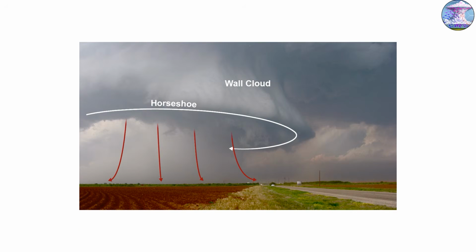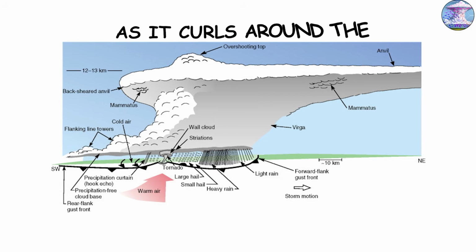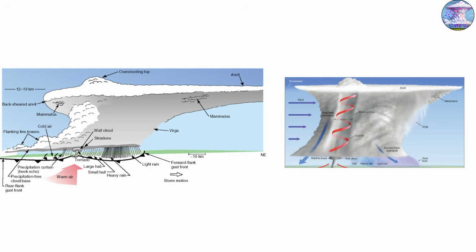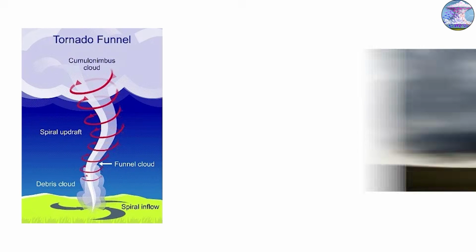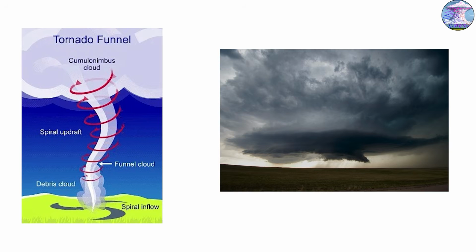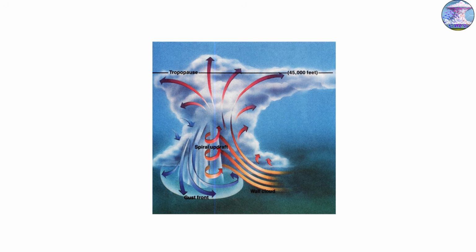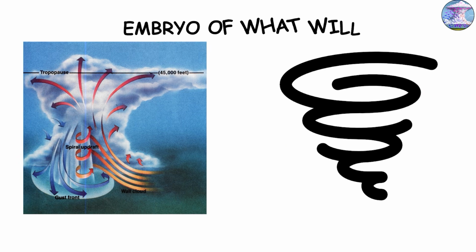When this rear downdraft slams into the ground, it spreads out in all directions. As it curls around the mesocyclone, it creates a zone where warm, moist inflow from the ground collides violently with cold, dry air from above. This collision accelerates the rotation. It's as if the atmosphere has found a way to twist the air tighter and faster. Near the surface, the spin becomes concentrated, forming the embryo of what will soon become a tornado.